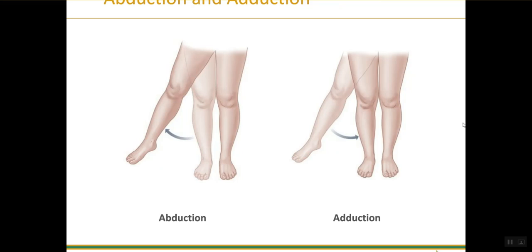Abduction and adduction. So abduction, you're moving the joint, the hip joint for this example, away from the center of the body. So this is the center of the body, you're moving the joint away. You're abducting, you're taking it away. Adduction, you're adding it. So you're starting from the furthest point, and you're adding it to the center of the body.